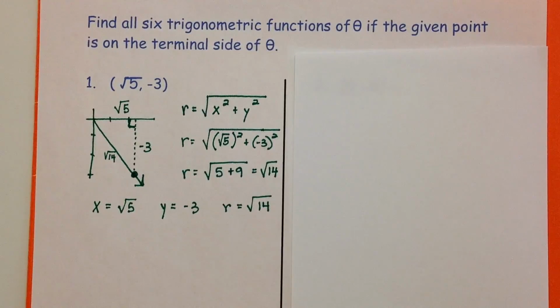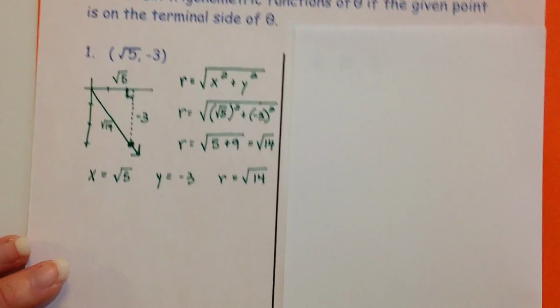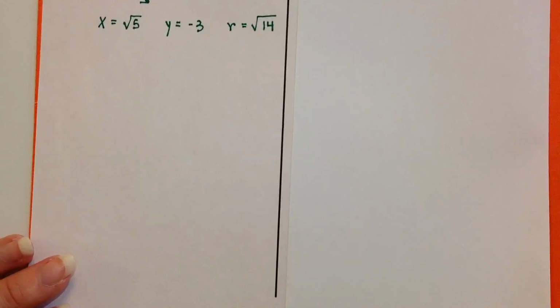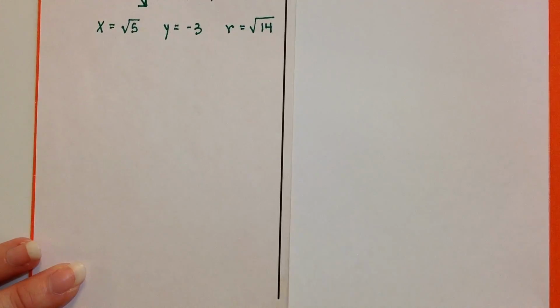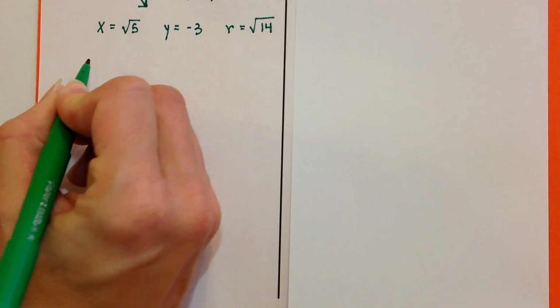Now, another thing I want to point out to you, I did say that r is always positive, okay? But if you notice here, y is negative. Your x and your y can be negative depending on what quadrant you are in. But r will always be a positive value. All right, so finding your 6 trig functions. I'm just going to scoot where we can just see those values there at the top.